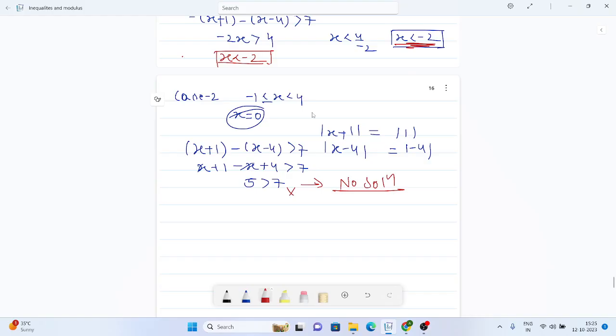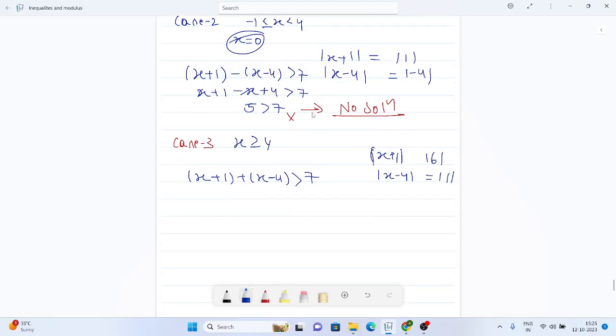Now come to the last case. Case 3 is when x is greater than or equal to 4. When I put 5, this is 6 and this is 1, so both modulus open with a positive sign. So x plus 1 plus (x minus 4) is greater than 7, and when you solve this, you get 2x minus 3 is greater than 7, 2x is greater than 10, and x is greater than 5.